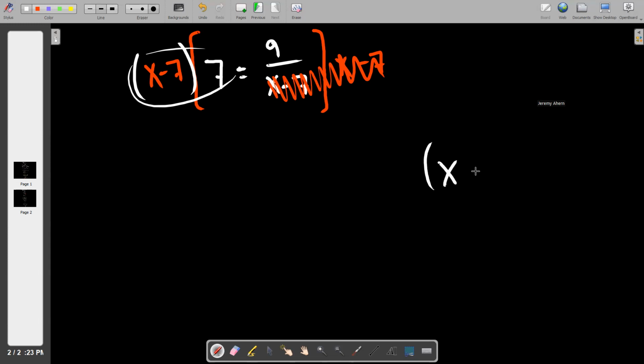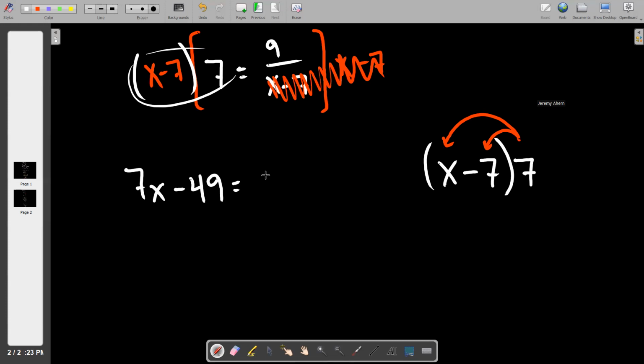So yes, we started to hear it there. Good job. If you have x minus 7 times 7, all you guys have to do, and I know sometimes we just forget things, but that's just distribution. So if you take 7 and distribute it through, you just get 7x minus 49. And then on the right side, of course, we just have 9 because we pulled the bottom out of that fraction. It just dropped down.